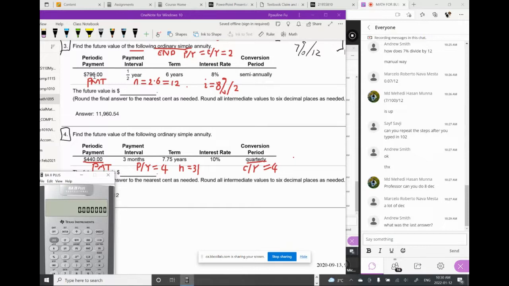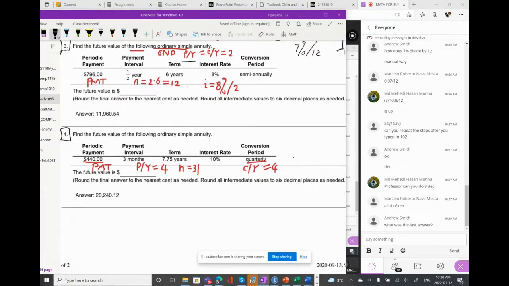Periodic payment is 796. Obviously, that is PMT. Payment interval, half year. Every half year, you make a payment. If every half year, you make 1 payment, in 1 year, you make 2 payments. So PY equal to 2. Did you see it? Okay.